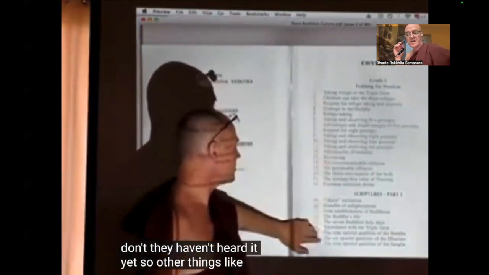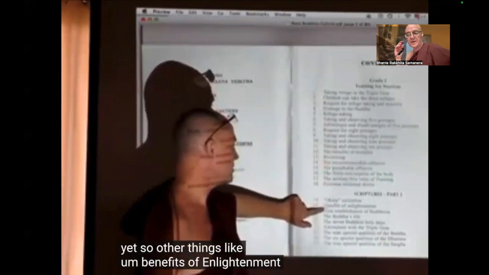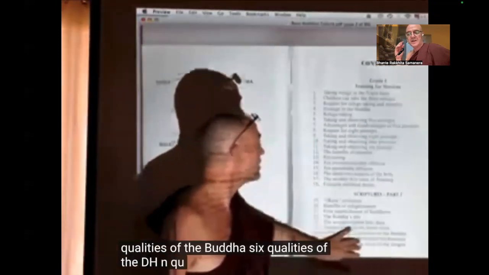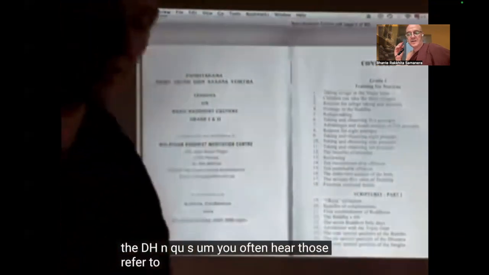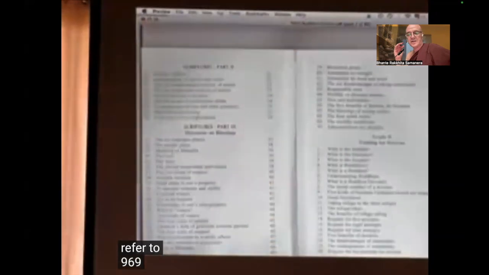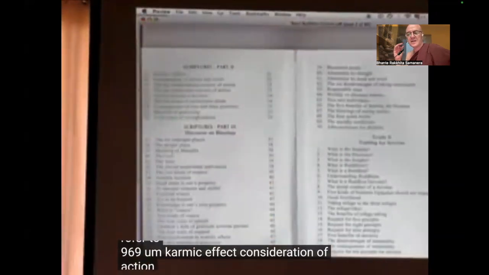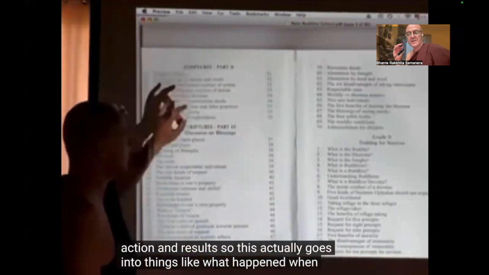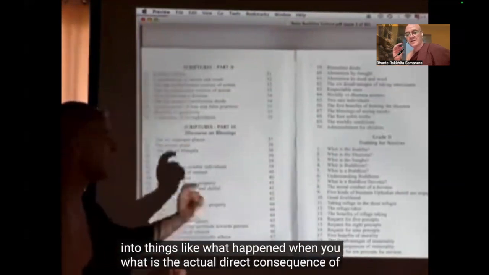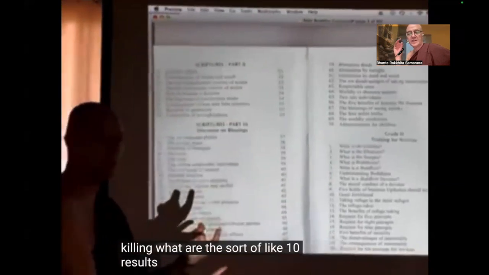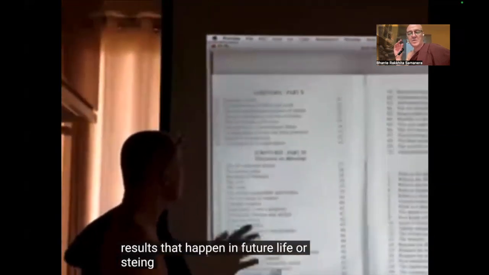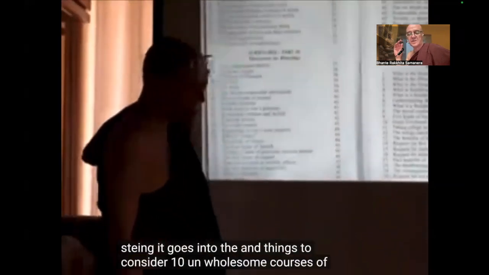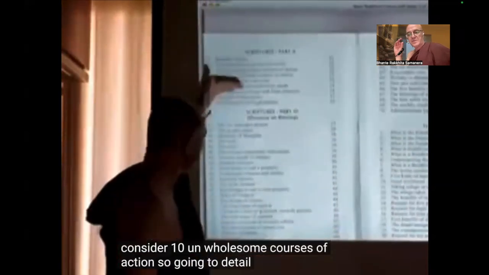So other things like the benefits of enlightenment, like 9 qualities of the Buddha, 6 qualities of the Dhamma, 9 qualities of the Sangha. You often hear those referred to as 969. And karmic effects, consideration of action and results. So this actually goes into what is the actual direct consequence of killing? What are the 10 results that happen in future lives? Or stealing. It goes into the things to consider, the 10 unwholesome courses of action. So I won't go into detail.